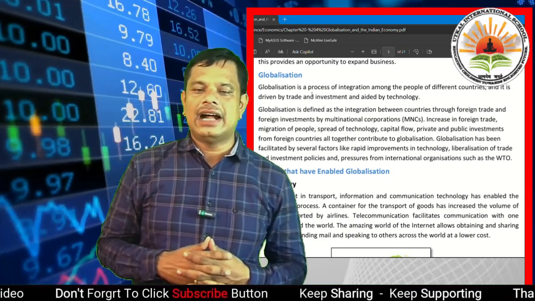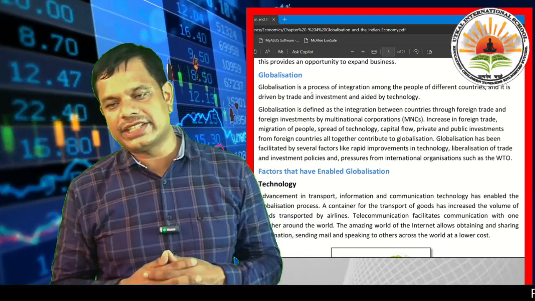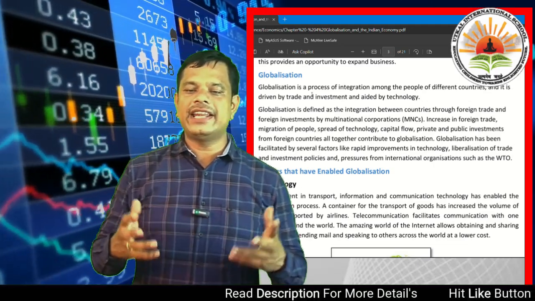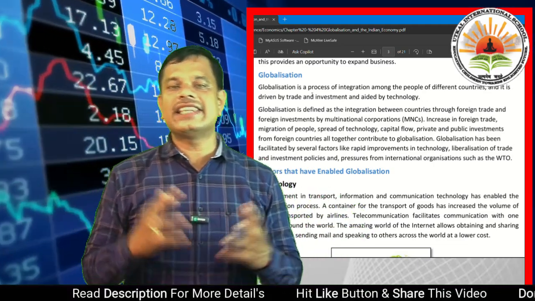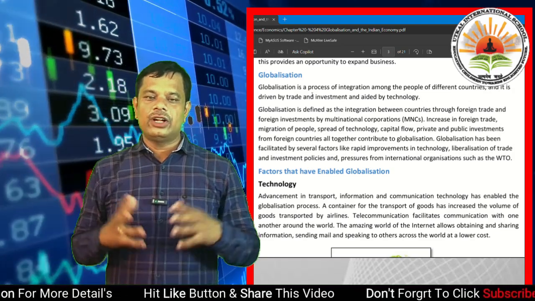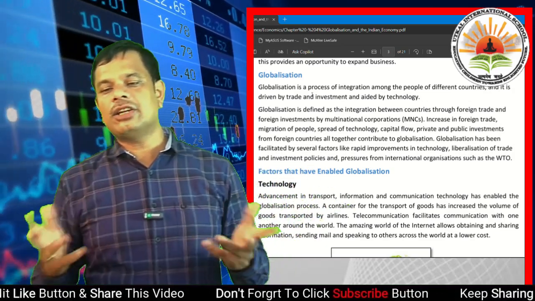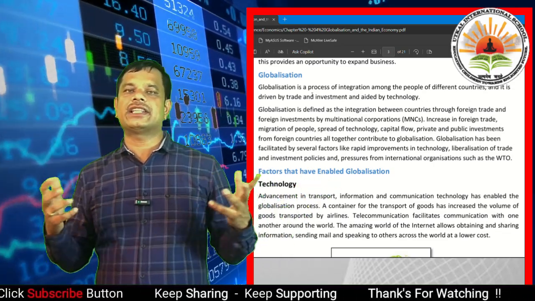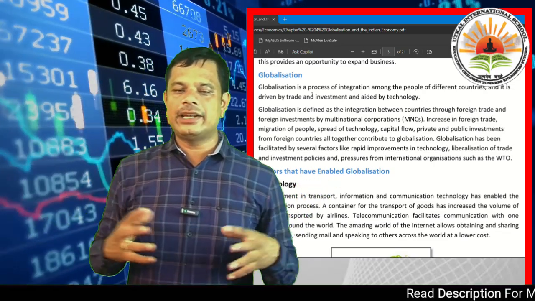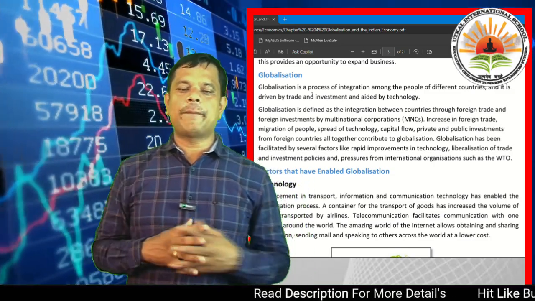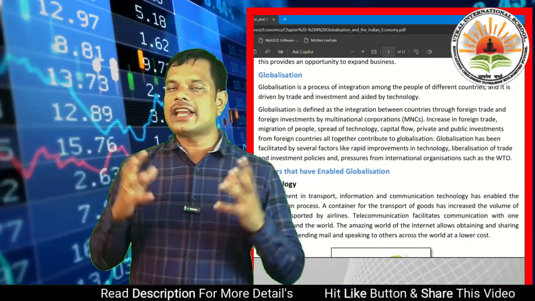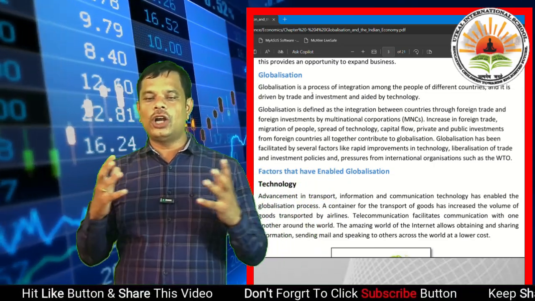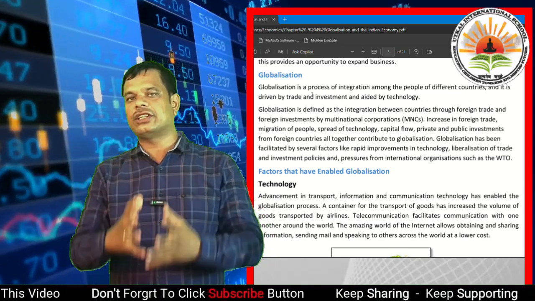Globalization is defined as the integration between countries through foreign trade and foreign investment by multinational corporations, increase in foreign trade, migration of people, spread of technology, capital flow, private and public investment from foreign countries, all together contribute to globalization.